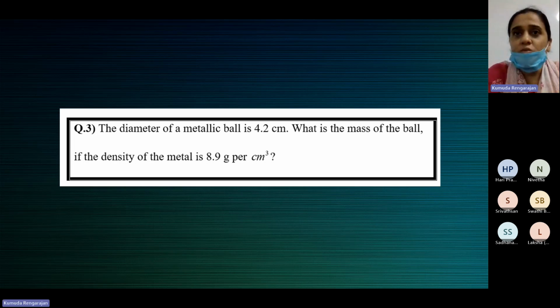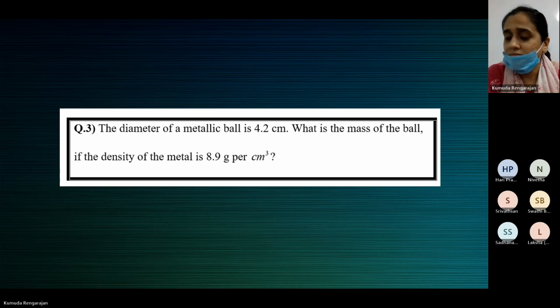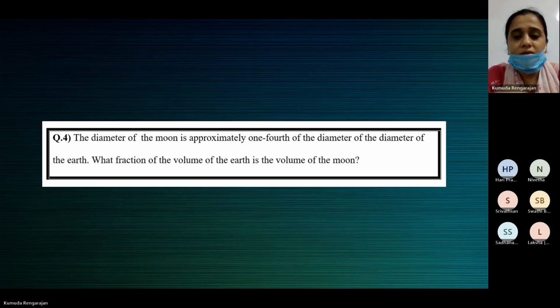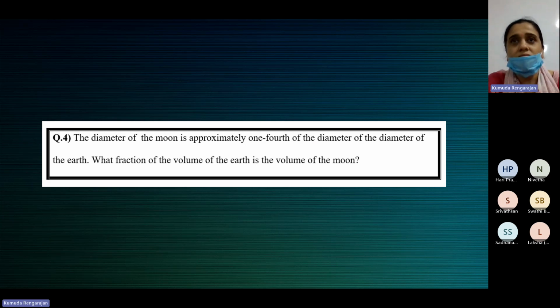So we have to find the volume here because 1 centimeter cube has a density of 8.9 grams. How many centimeter cube is in this spherical ball? 4 by 3 pi r cube centimeter cube. So find the volume and hence find the mass. Correct? Okay. This is important.